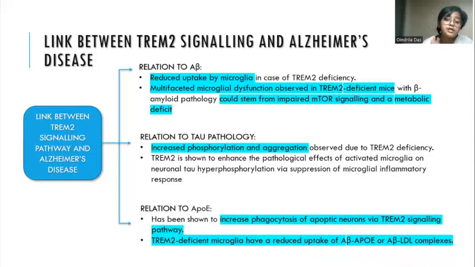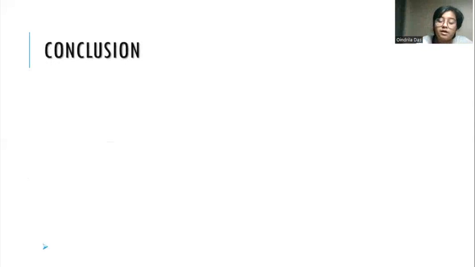Its relation to ApoE is that there is shown to be increased phagocytosis of apoptotic neurons via the TREM2 signaling pathway. TREM2-deficient microglia are also shown to have reduced uptake of amyloid beta complex, amyloid beta and ApoE complex, and amyloid beta LDL complexes.